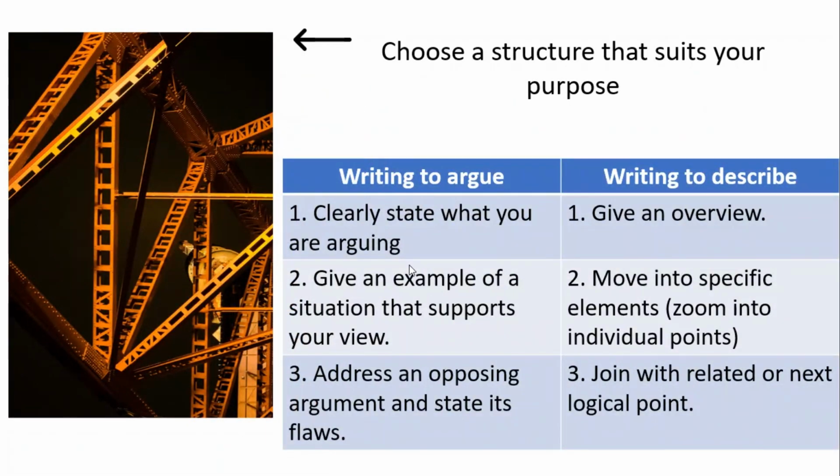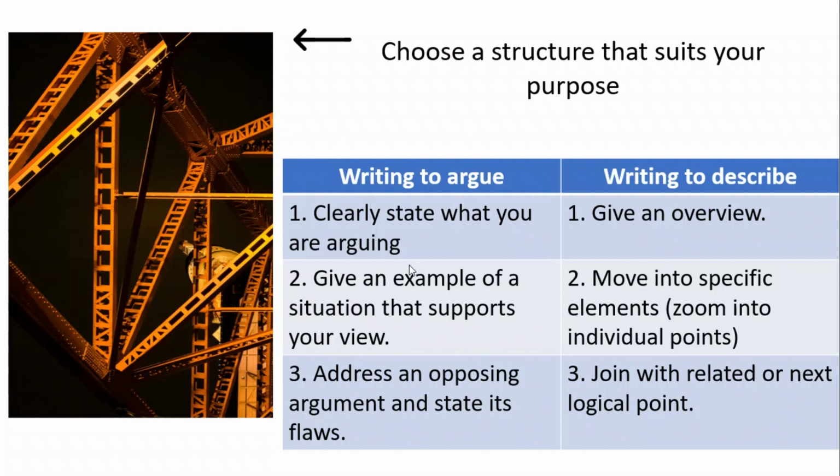So I've used two different purposes. I've used writing to argue and writing to describe, just to have an example. And as you can see, I've begun to plot the first few paragraphs that I'd write. And as you can see, there's a really clear difference. If we have a look at number one, the first thing you would possibly do for writing to argue is to clearly state what you are arguing. Make your point really, really clear and make that known to the audience. Then number two, you'd give an example of a situation that supports your view. And then only later on would you address an opposing argument. But you'd only do that to state its flaws and continue to say why yours is the stronger choice. So you can see it's quite different.